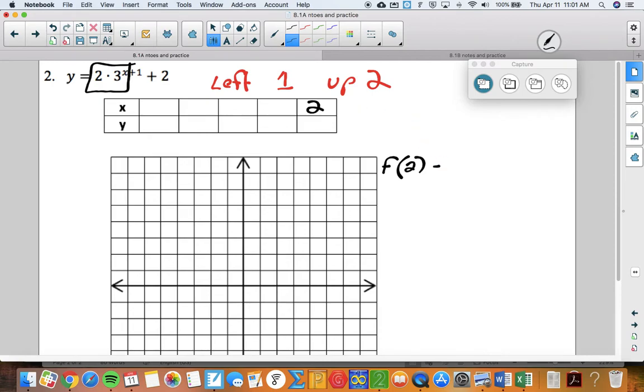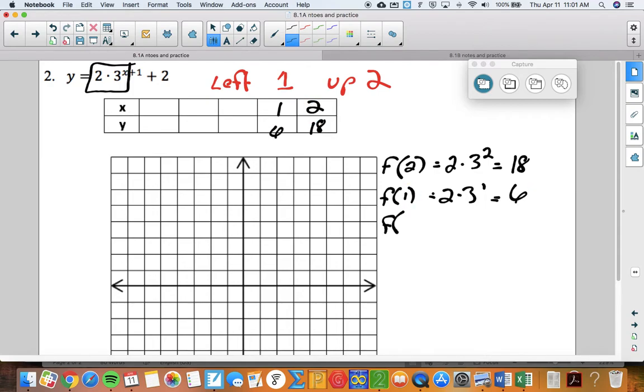When x is 2, before we do that shift that we talked about, we would calculate this and we get 18. When x is 1, we're going to get 6. 1, 6 will be a point. When x is 0, remember our a value, or our multiplier out in front of the base value, is really going to be this answer because it's going to be 2 times 1, because anything to the 0 power is 1. So I didn't really need to do the math there.